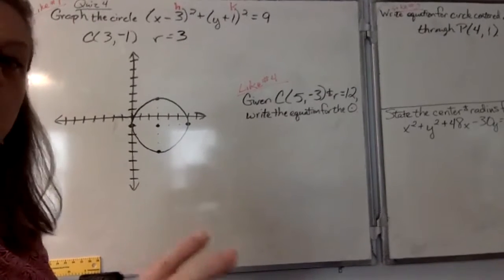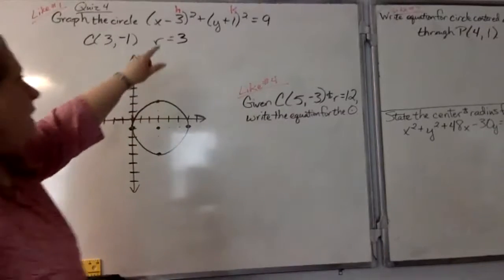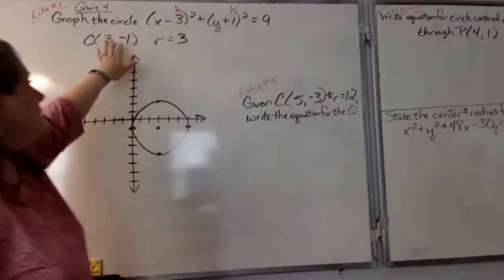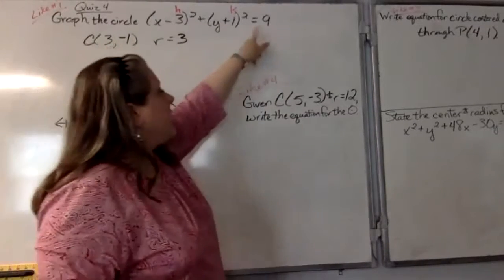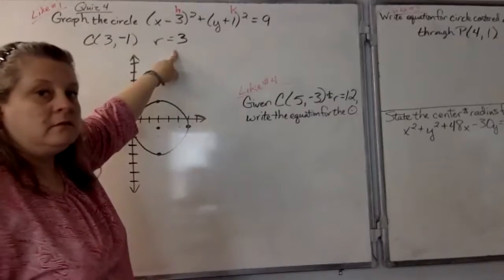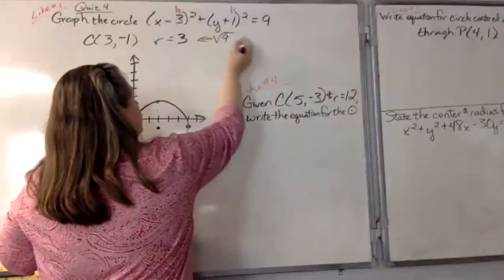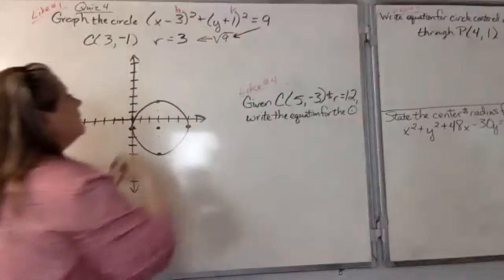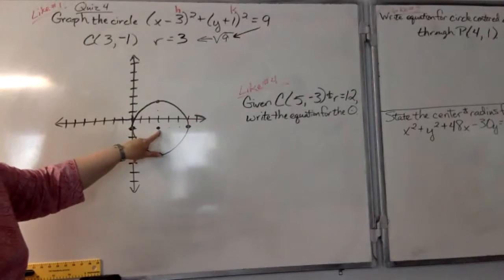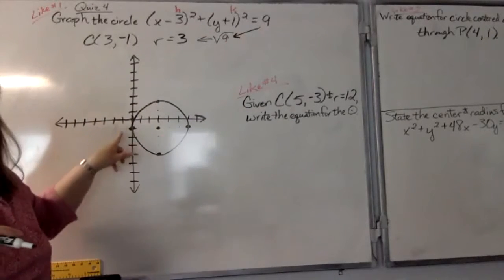Okay, there's not a lot of work to it. You identify your h and k from the equation. You find out your radius from the equation. We found that by taking the square root of 9. That's how I got the radius. Okay, and then we plot the center, go each direction.